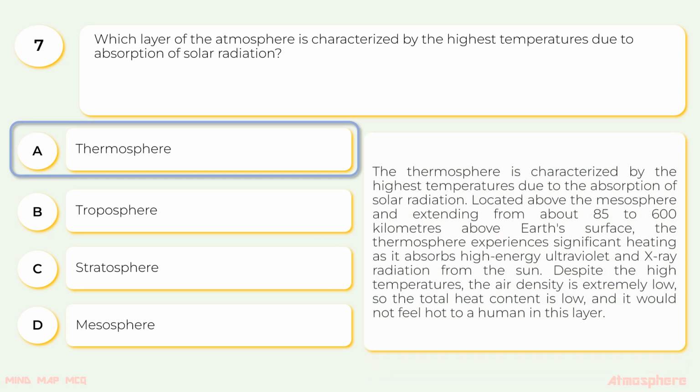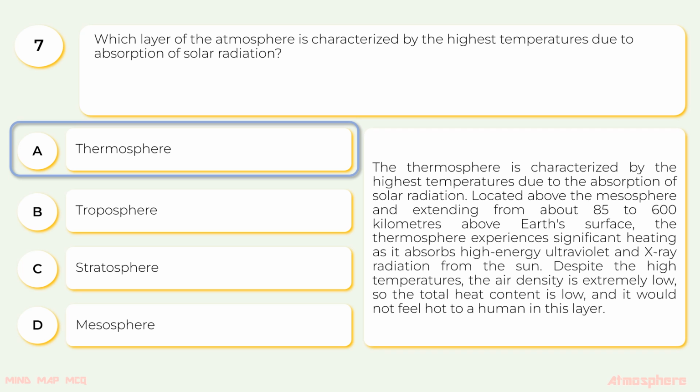Thermosphere. The thermosphere is characterized by the highest temperatures due to the absorption of solar radiation. Located above the mesosphere and extending from about 85 to 600 kilometers from the Earth's surface, the thermosphere experiences significant heating as it absorbs high energy ultraviolet and X-ray radiation from the sun. Despite the high temperatures, the air density is extremely low, so the total heat content is low and it would not feel hot to a human in this layer.